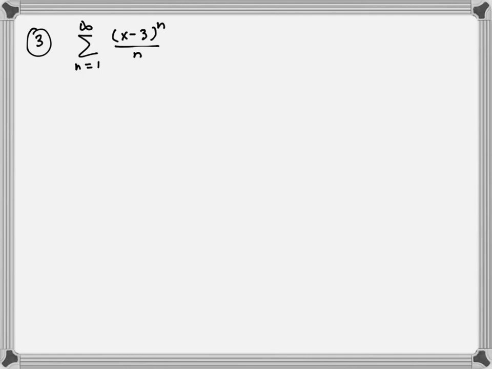Okay, so we're going to begin with the ratio test, okay? We're going to do the limit as n goes to infinity of the absolute value of x minus 3. Remember, plug in n plus 1, and then divide it by plugging in n. In other words, multiply it by its reciprocal.